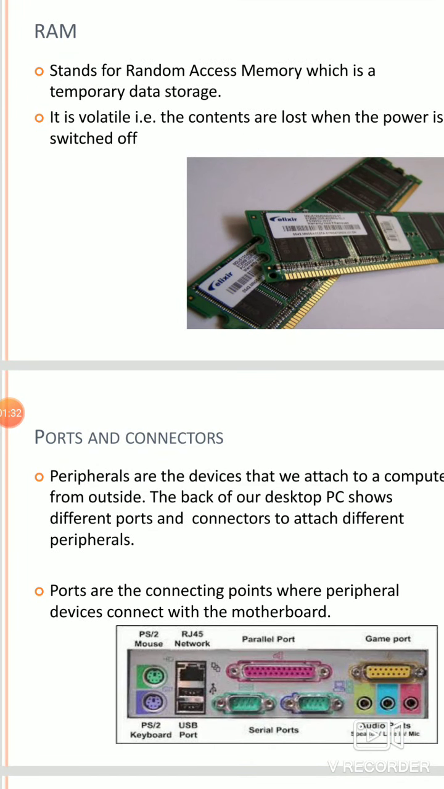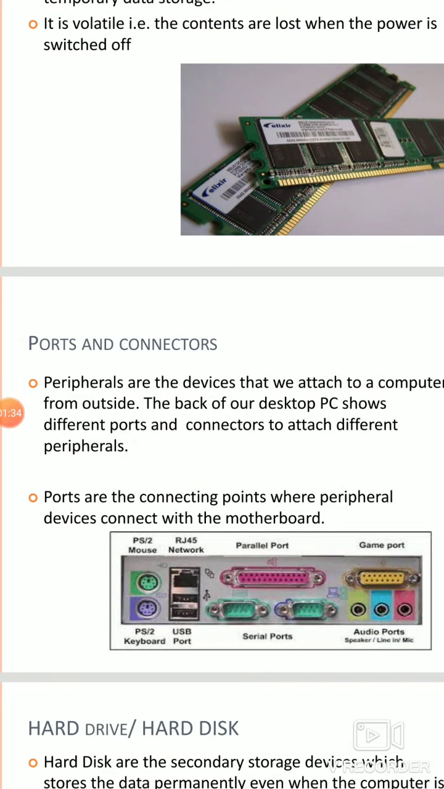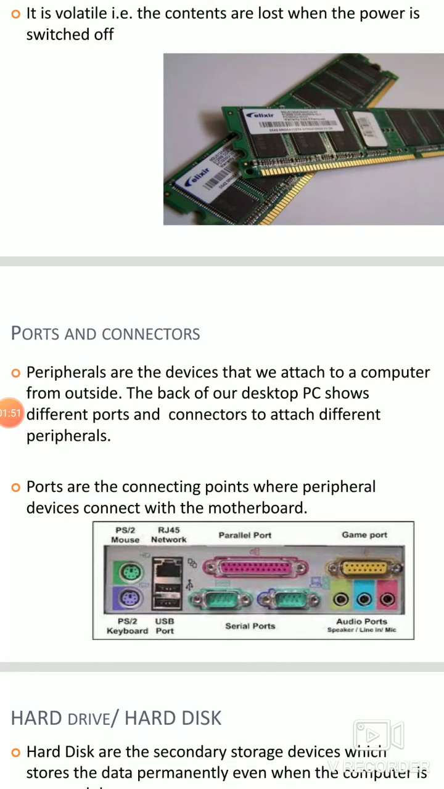Next is ports and connectors. A port serves as an interface between the computer and another computer or peripheral devices. That means through this port we can connect different peripherals. Peripherals are the devices that we attach to a computer from outside. The back of our desktop PC shows different ports and connectors to attach different peripherals. Ports are the connecting points where peripheral devices connect with the motherboard.